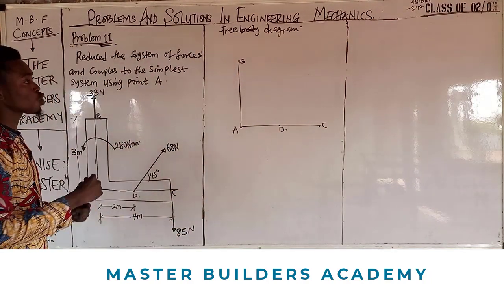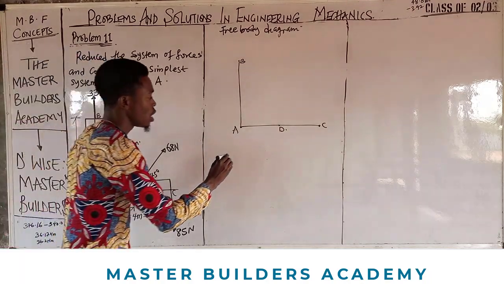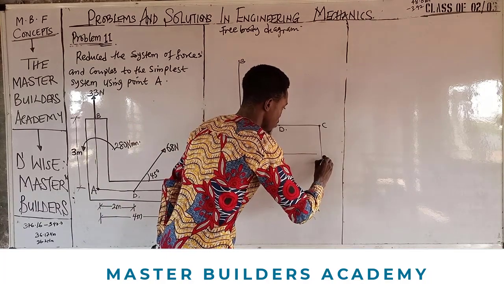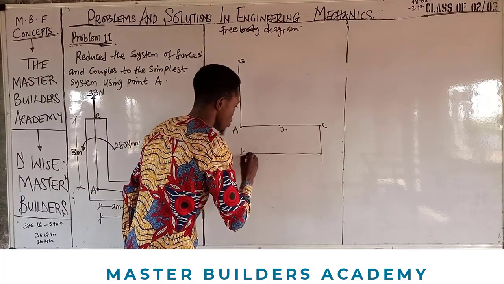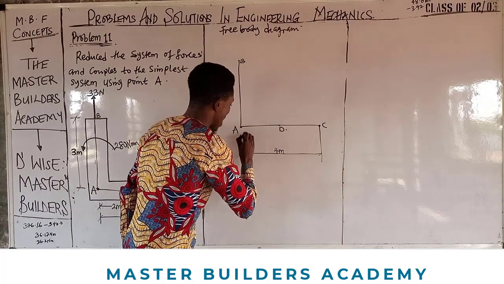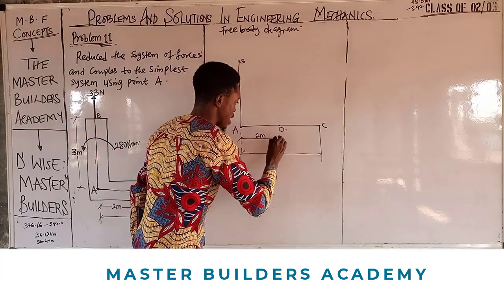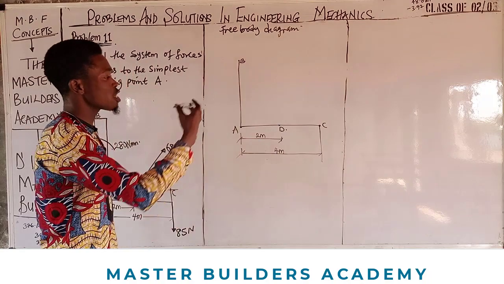Now, the next thing we are quickly going to do is to position the loads. Remember that from here to this end is 4 meters, while from here to D is 2 meters. So let's quickly position the loads.